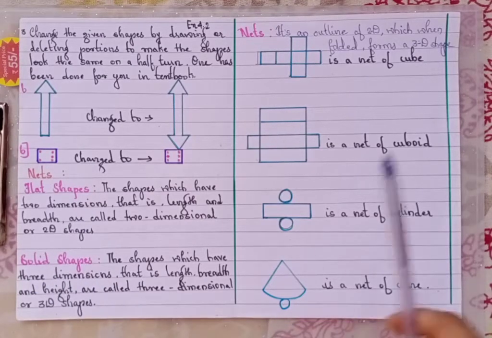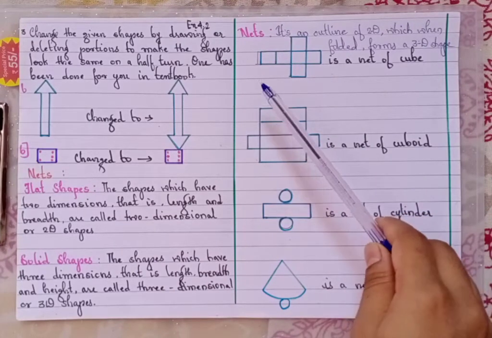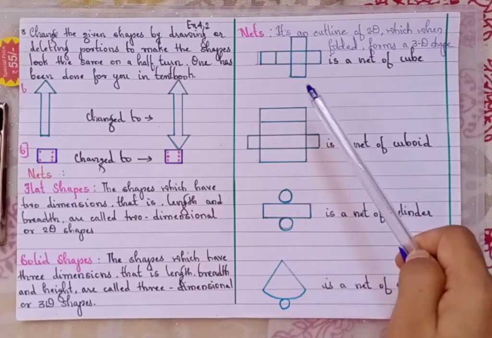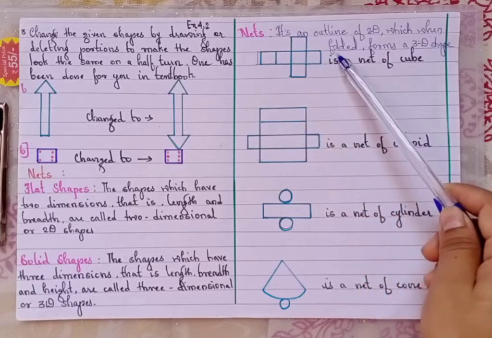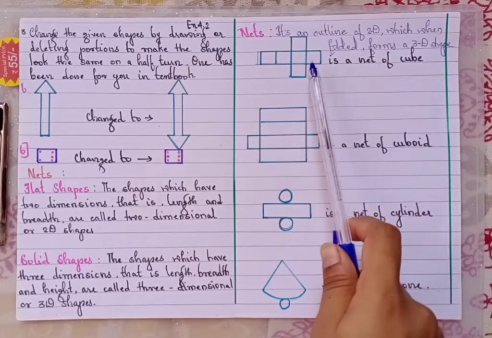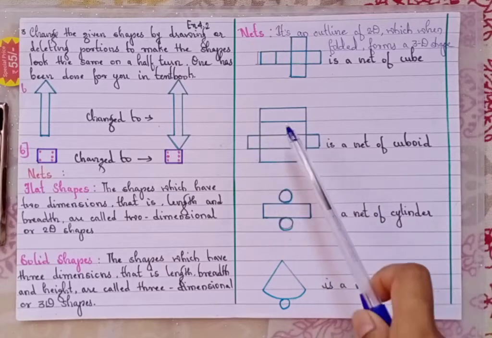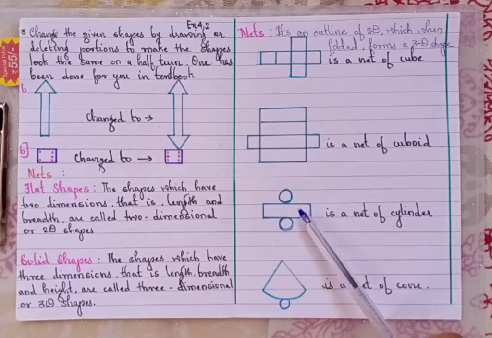Hope it is clear to everyone, and now you can see the different kinds of nets present. Here we have the first net, which is a net of a cube. The nets of a cube, cuboid, cylinder and cone are listed here. When the first is folded, it gives a cube, and when this 2D net is folded, we get a cuboid. When we fold this 2-dimensional shape, we get a cylinder, and this is a net of a cone.